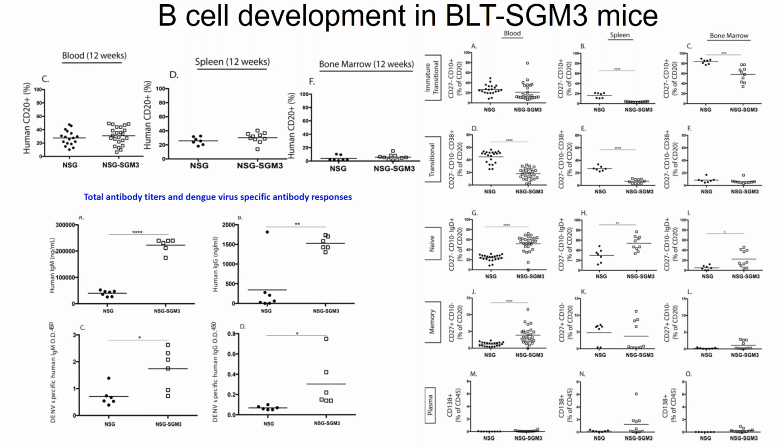So due to the presence of a higher level of mature naive B cells, the overall antibody titer in NSG SGM3 animals is several fold higher compared to NSG animals, both IgM as well as IgG. And this correlated well with the dengue specific IgM and IgG response, where in case of NSG they were relatively low. In case of SGM3, at least the IgM response is very high, and we are able to detect some IgG response as well.